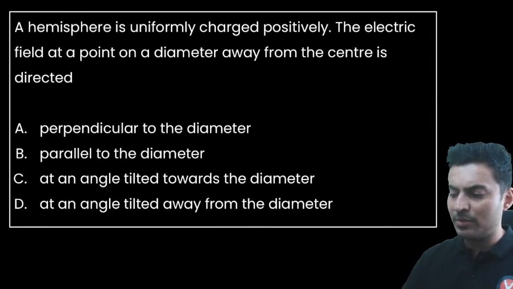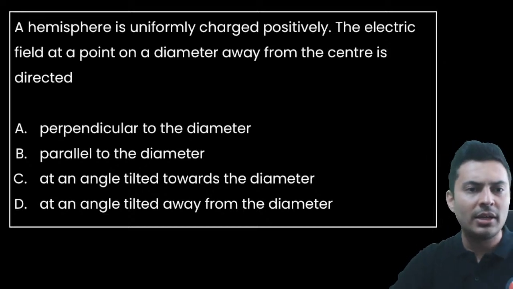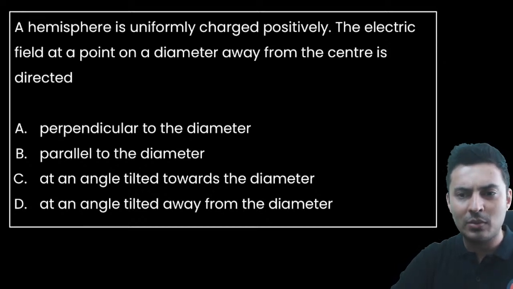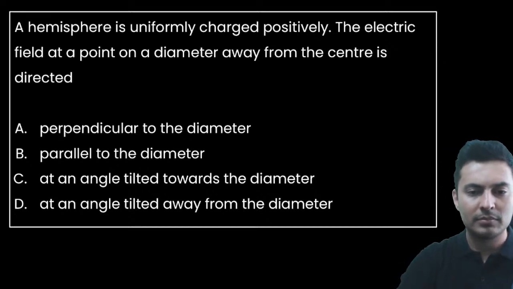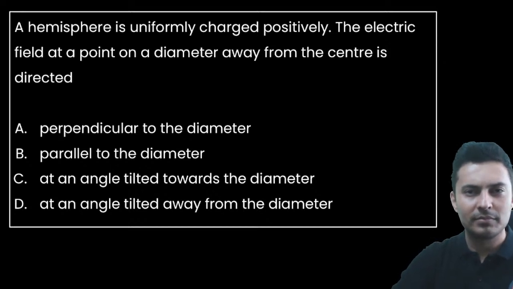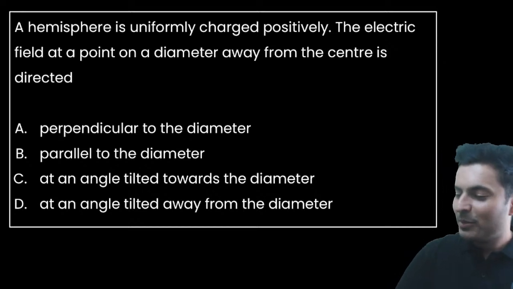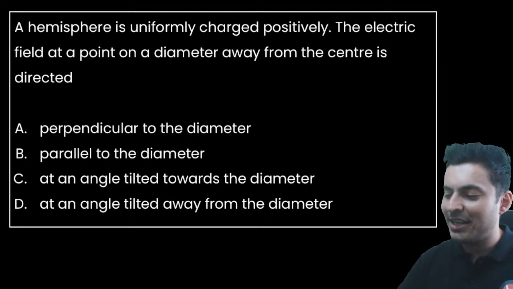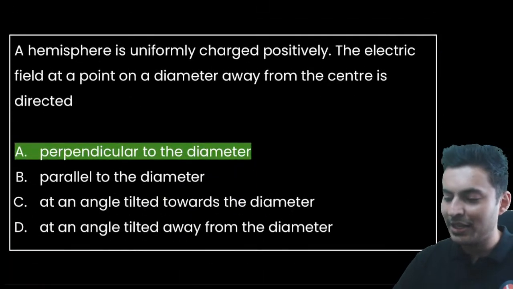A hemisphere is uniformly charged positively. The electric field at a point on a diameter away from the center is directed perpendicular to the diameter, parallel to the diameter, at an angle tilted towards the diameter, or at an angle tilted away from the diameter. What do you think? Yes, we're going to go to section B also. Don't worry. A hemisphere uniformly charged positively. The electric field lines at a point on a diameter away from the center is directed where? The answer is perpendicular to the diameter.